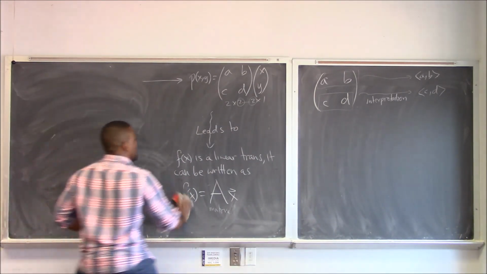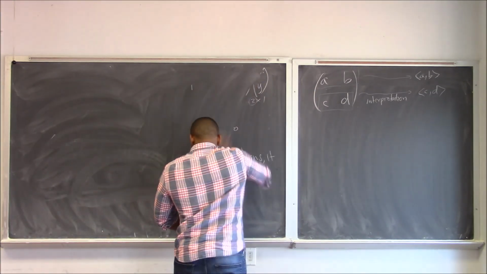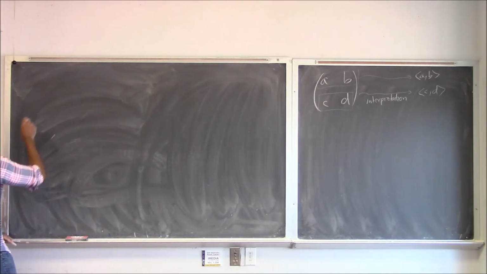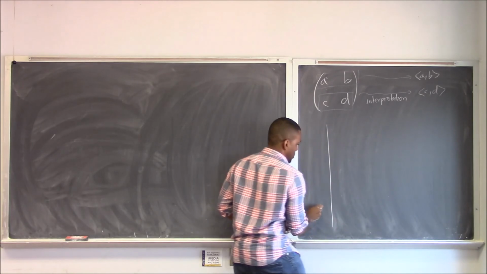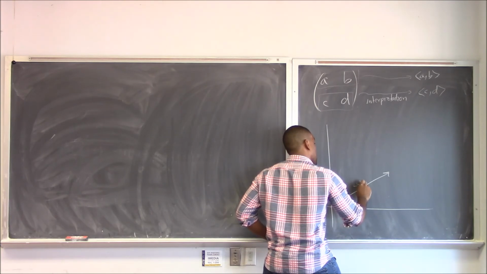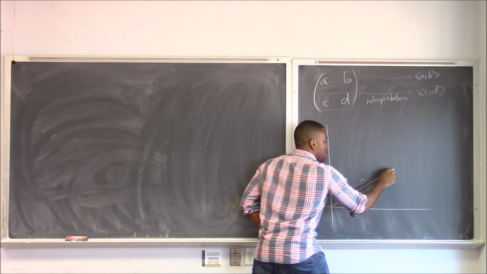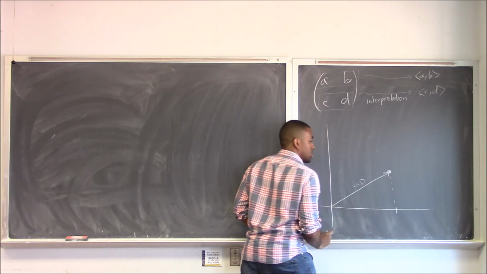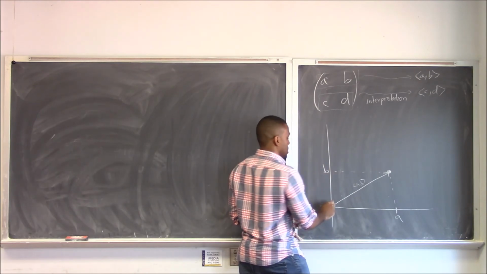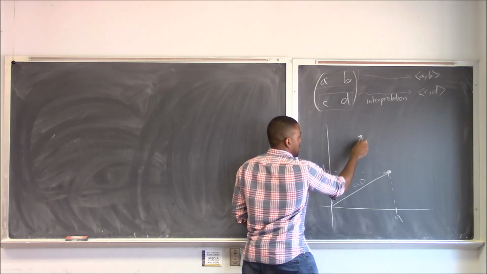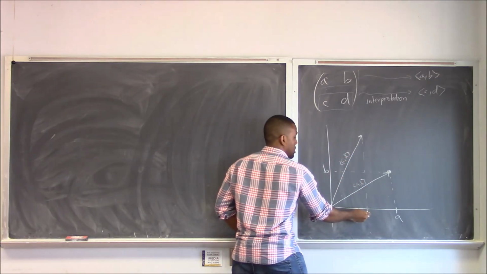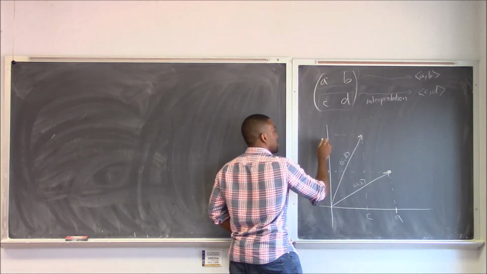Let me just draw a little picture. This is what they may or may not look like, but it's just to illustrate a point. Let me draw the vector AB. This is the vector AB, which means to get to the terminal point, what is this? A. And what is this? B. Let's draw the other vector. This is the vector CD. Which means what is this? And what is this? D.